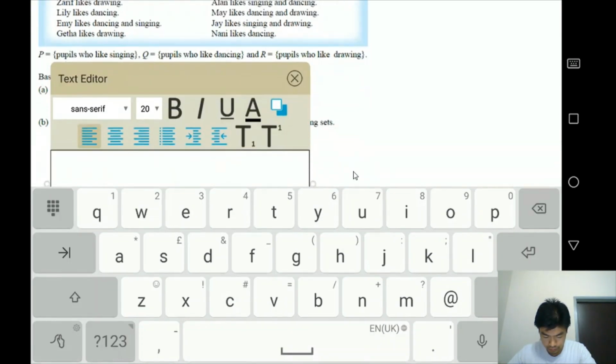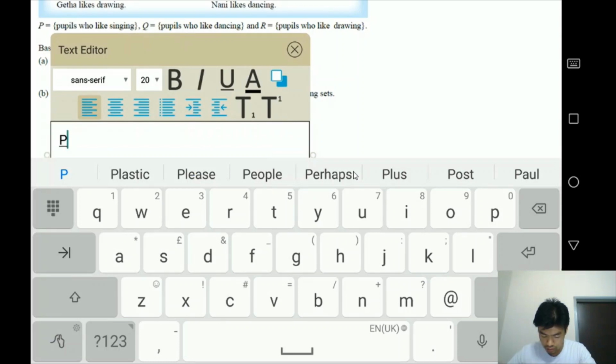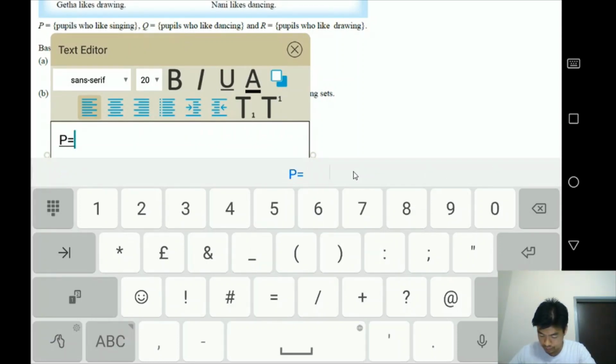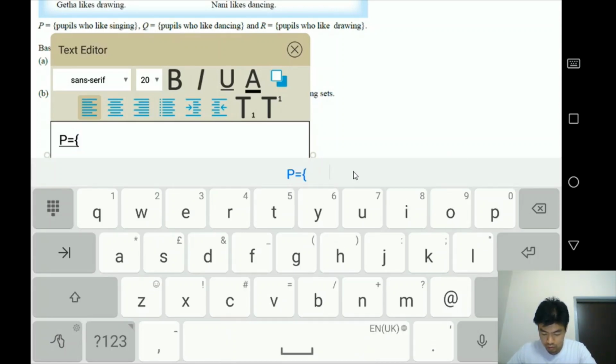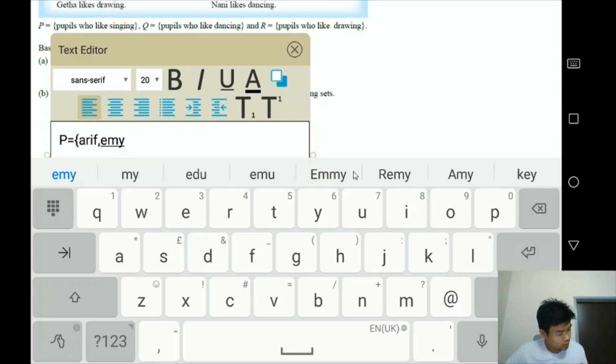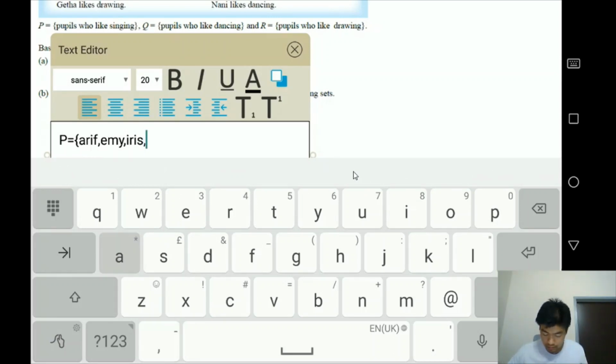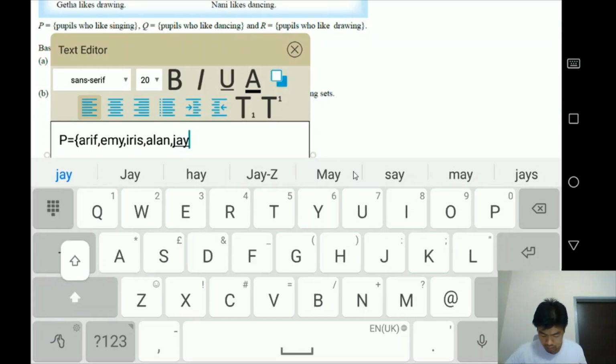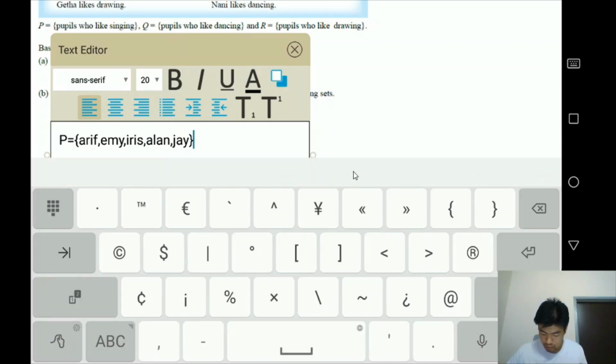So P equals bracket. Who are the pupils who like singing? Okay, P is singing, right? Singing. Okay, Arif. We have Arif, comma, we have Amy, we have Iris, we have Ellen, we have J. Right? So this is set P.